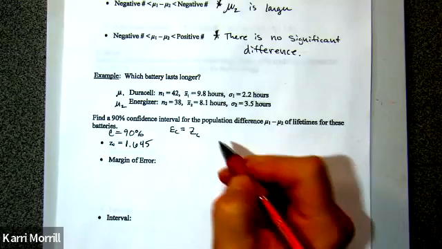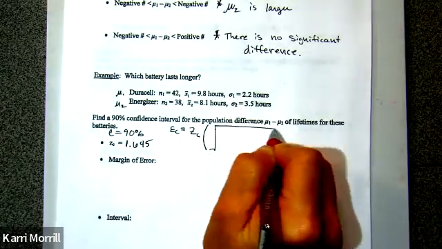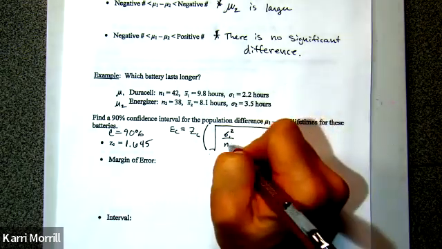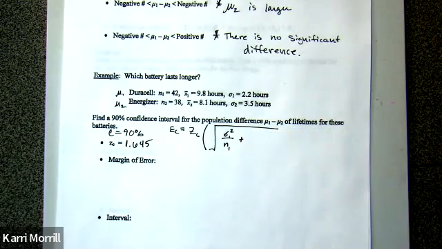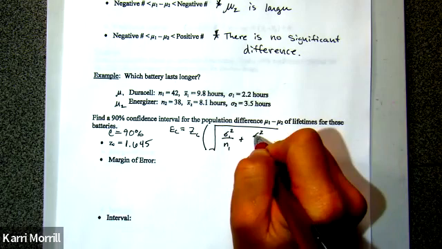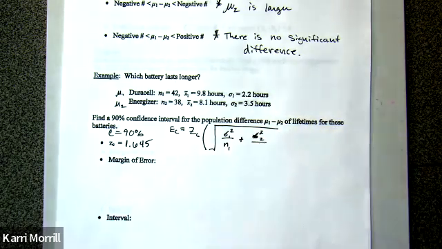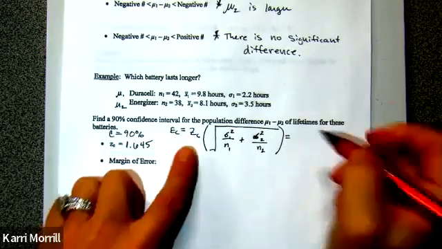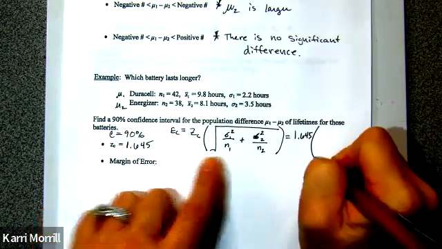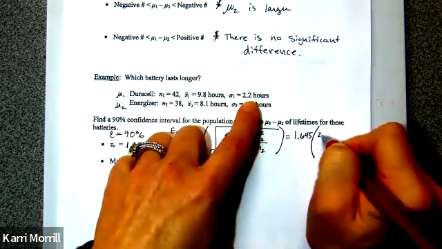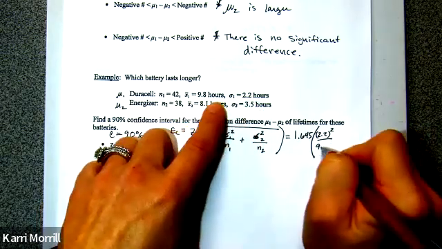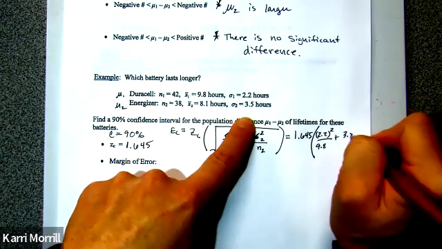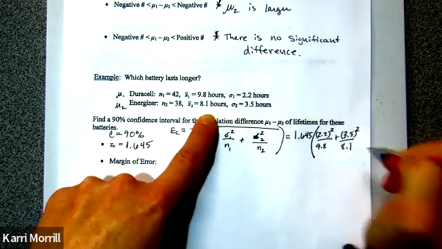You're going to take that z sub c value and multiply it times a lot happening underneath this radical. So the standard deviation squared of the first sample, over however many there were; all those subscripts mean the first. And the standard deviation looks like a 6, but it's not. This means standard deviation from the second, which would be the Energizer values, and how many were in that sample. So in that, you're going to say this is 1.645 times the standard deviation from my first set of numbers, 2.2 hours squared, over the sample size. We're going to add that to the standard deviation 3.5 squared over the second sample size.